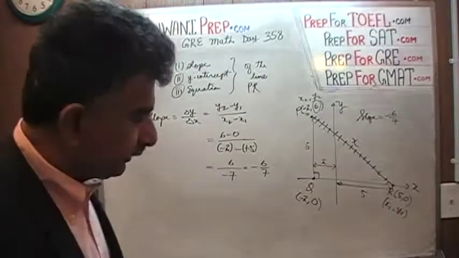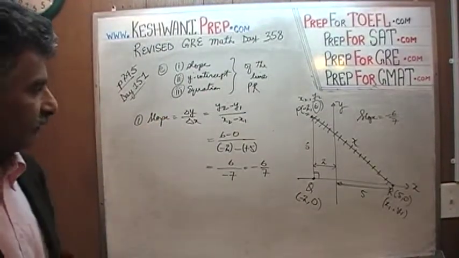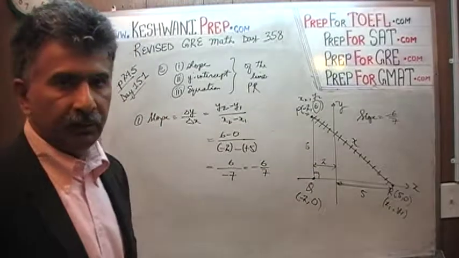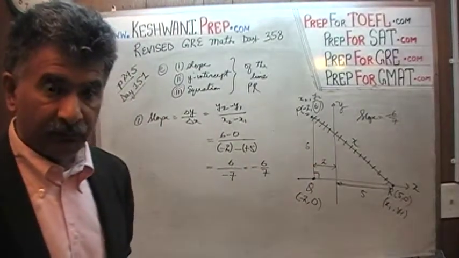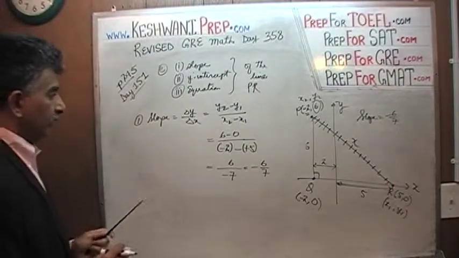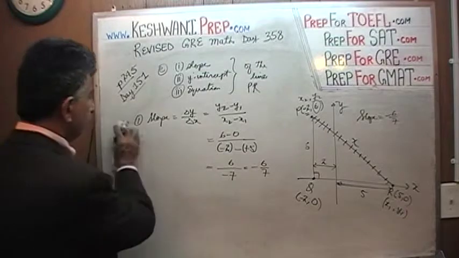So that was part 1. Now in part 2, they're looking for the y-intercept, the point where it cuts the y-axis, which will be easier to figure out if we actually have the equation of the line first. So let's do the equation first, shall we? And we're going to make use of the slope here because we know the slope is negative 6 over 7.